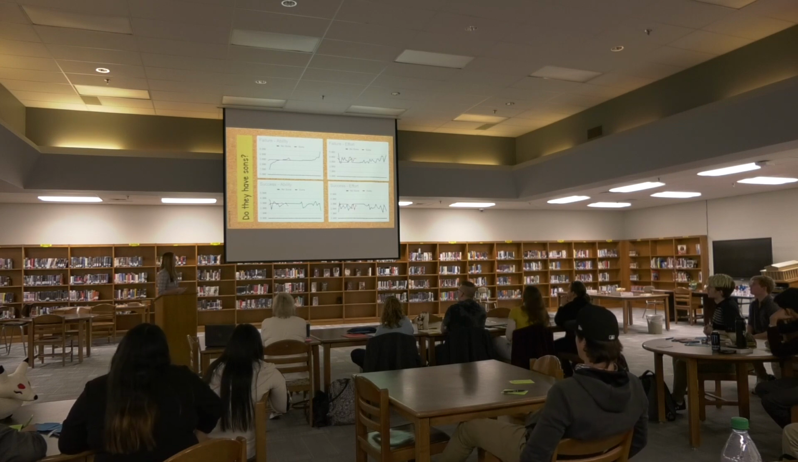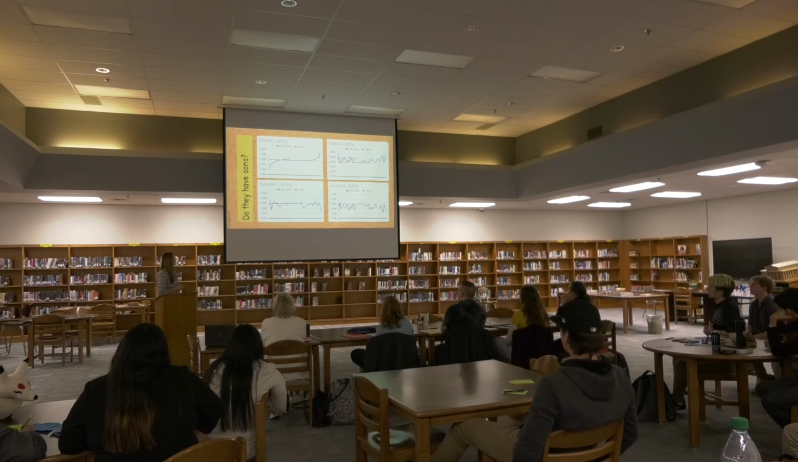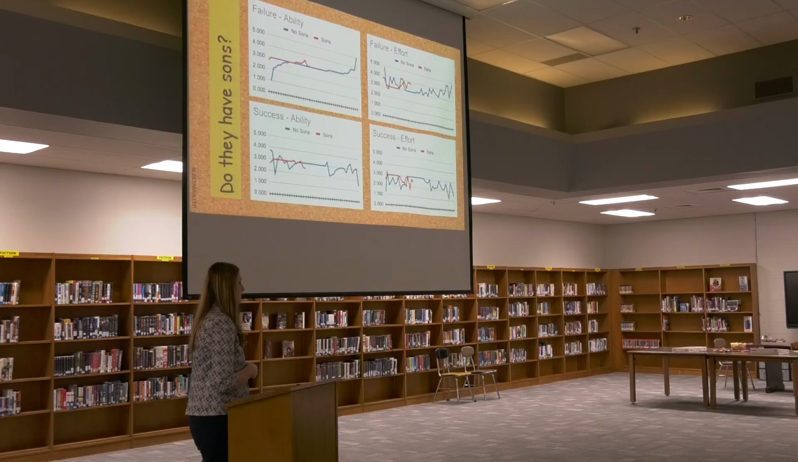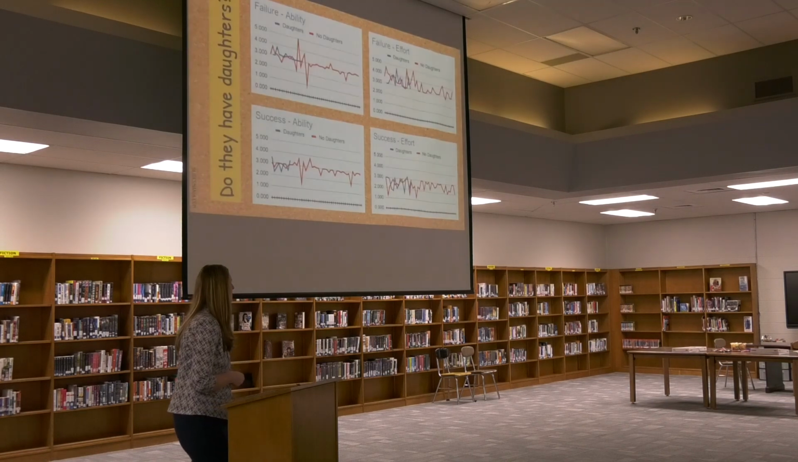The next question asked if they had sons. So we see again that the success effort and failure effort sections have that trend, and that for failure ability and success ability, those that do have sons tended to be more neutral, which goes against my original hypothesis that they would have more of an effect. So that's really all there is on this slide. Again, this goes against my hypothesis because those without sons have the most polar responses on all 4 sections.